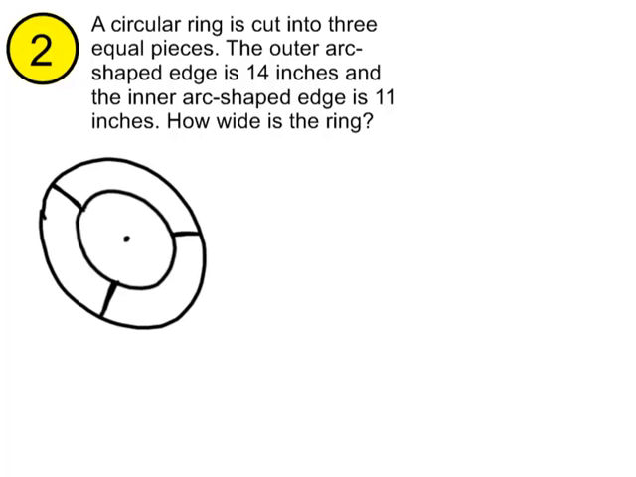And we are told that the outer arc-shaped edge is 14 inches. So, talking about that edge right there. And once again, let's use the conventions for assigning these variables. Let's call that S equals 14 inches. And then we're told that the inside edge, the inner arc-shaped edge, is 11 inches. So once again, we want to call that S equals 11 inches, but we're realizing that we can't really call both of those edges S.